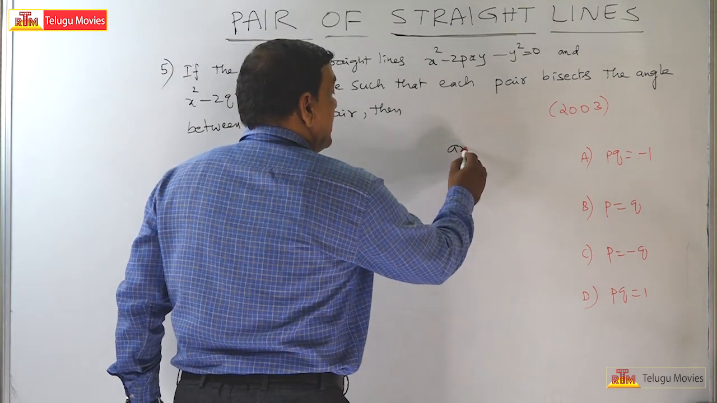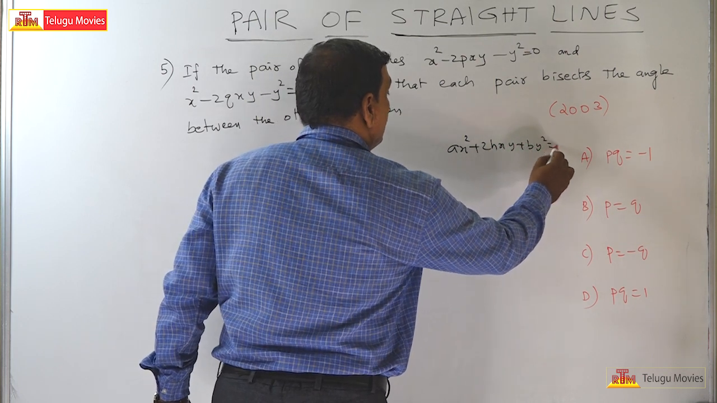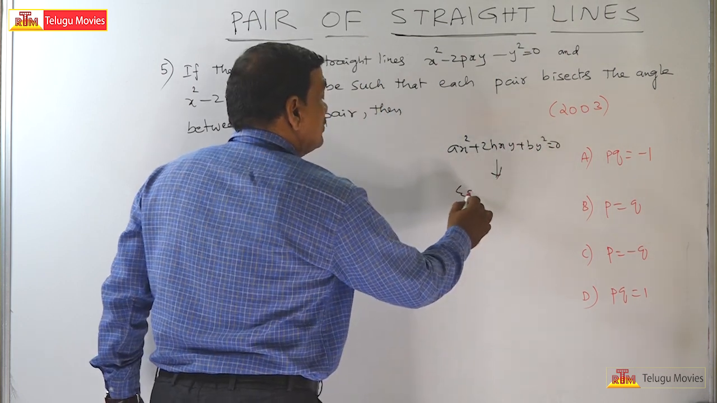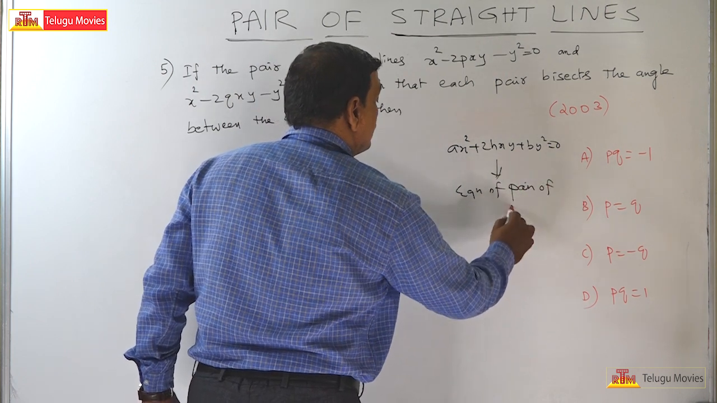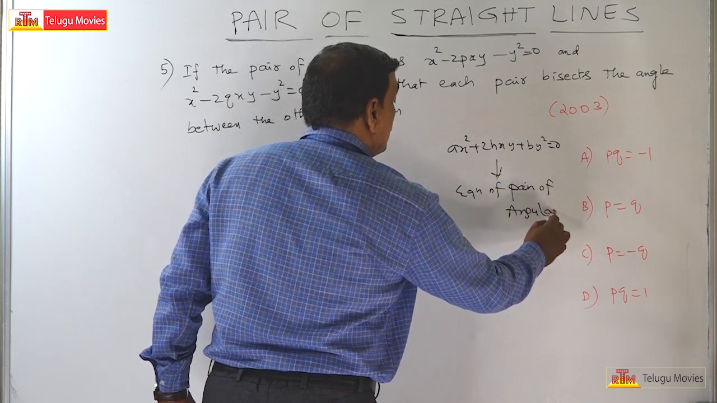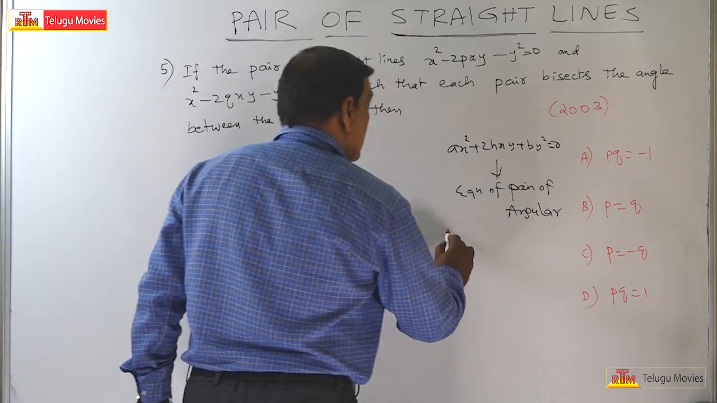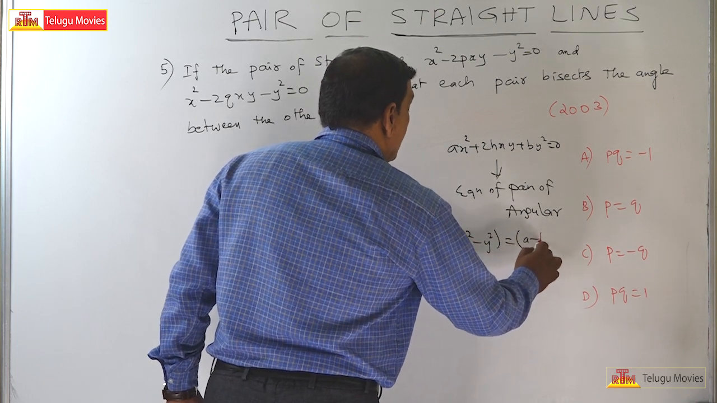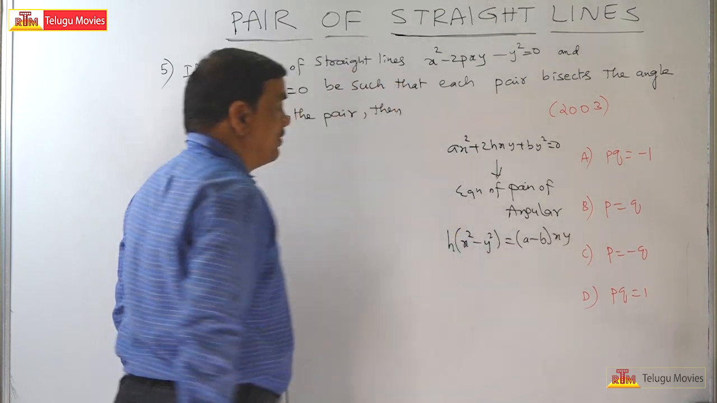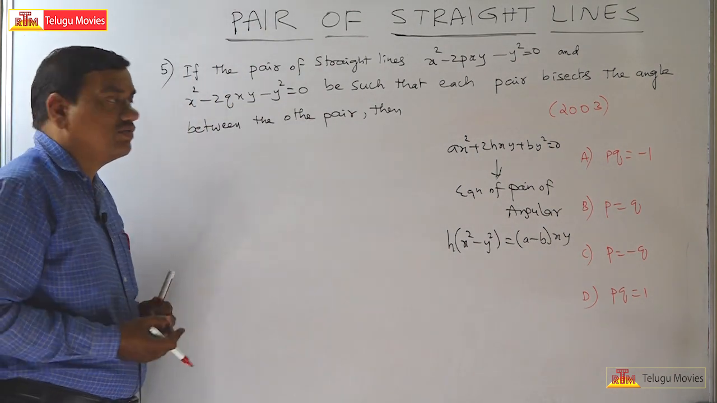ax square plus 2hxy plus by square is equal to 0. What is the equation of the pair of angular bisectors? This is nothing but h into x square minus y square is equal to a minus b times xy. You can take the first one or the second one, whichever.